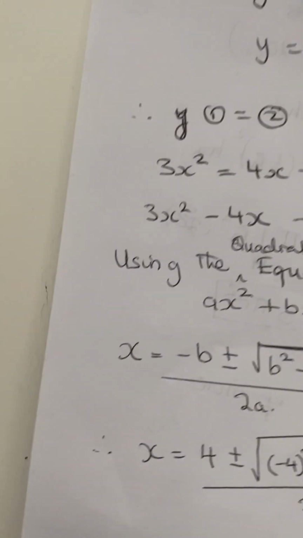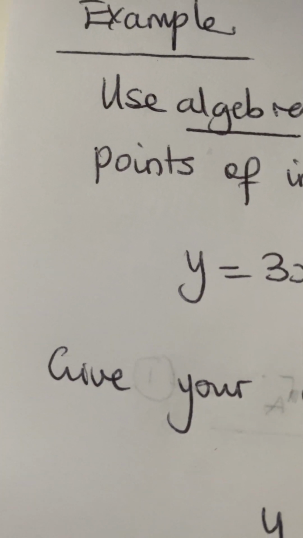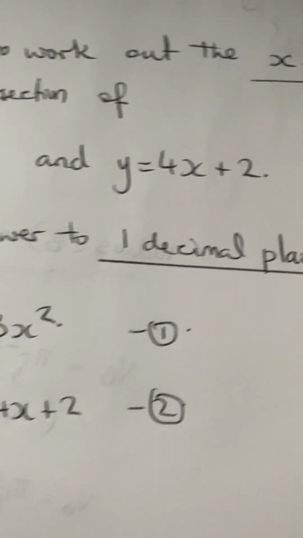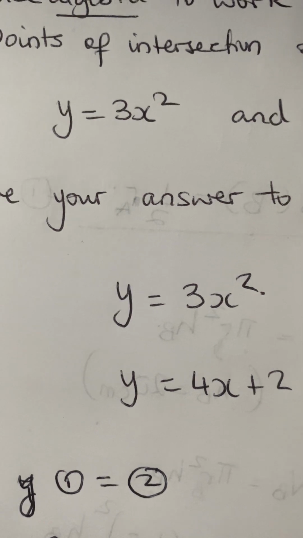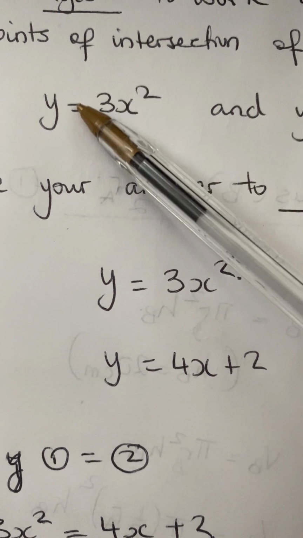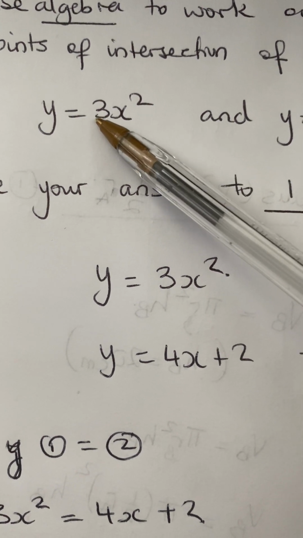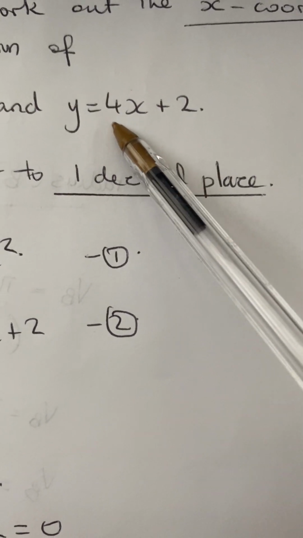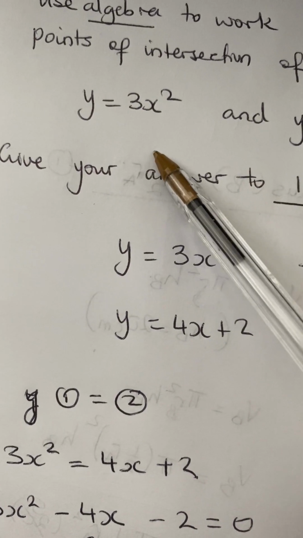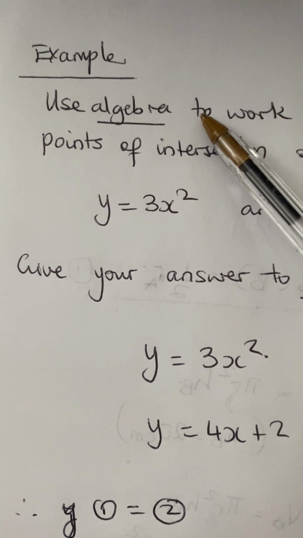Now the second part of the question that I have for you, this is also an exam paper. It says use algebra to work out the x coordinates of the point of intersection. Now this is a quadratic equation. It will be a curve turning upwards because the x squared is positive. That will be a straight line. So if I draw it on the graph, I'm going to get a curve, a parabola, and a straight line.